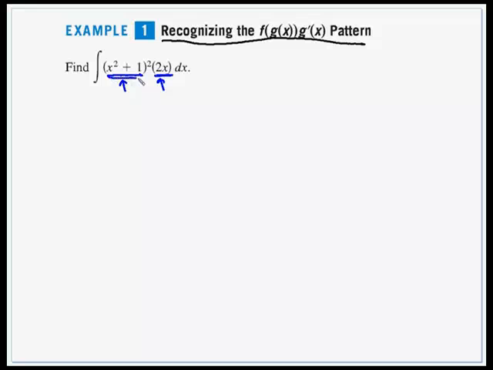So we can just take the antiderivative of this part. That is a quantity to the second power. The antiderivative is going to be the same quantity, x squared plus 1, raised to the new power of 3, and we could either divide that by 3 or put a 1/3 in front: 1/3 times x squared plus 1 to the third power. And because this is not a definite integral, it's just an antiderivative, we have to add our arbitrary constant c.